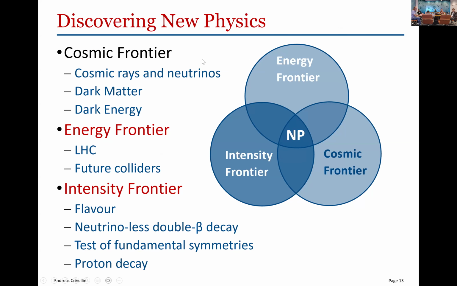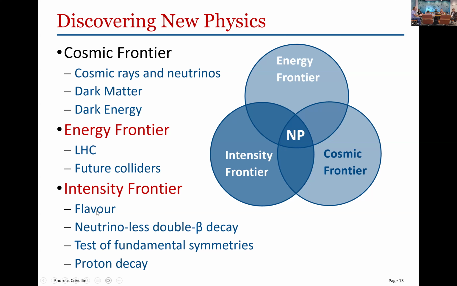How can you do this? So there are 3 frontiers. There's the cosmic frontier. This means dark matter, dark energy, and so on. The energy frontier, so here at the moment we only have, unfortunately, the Large Hadron Collider at CERN, but we are all very much hoping for future colliders like CEPC in China, FCC-ee, or CLIC at CERN. So this would be very important for the future of the field.